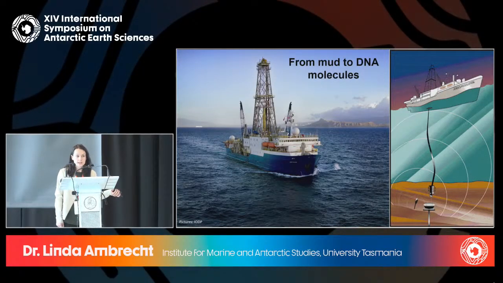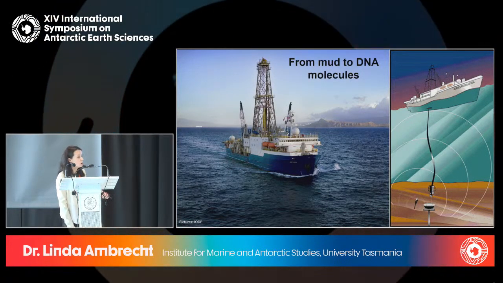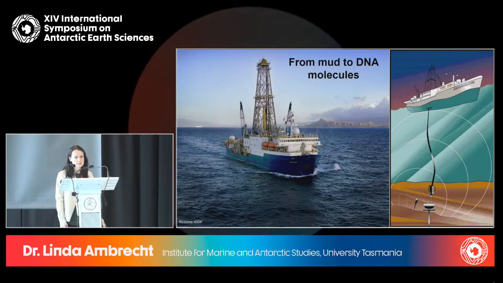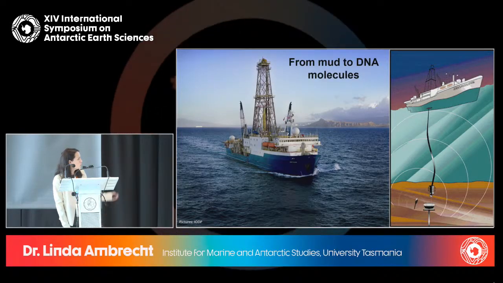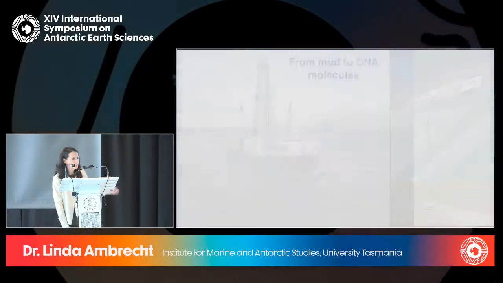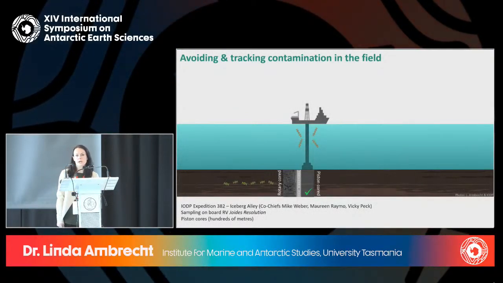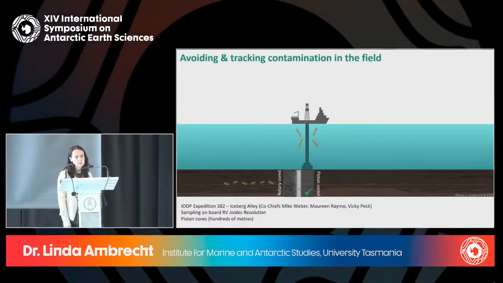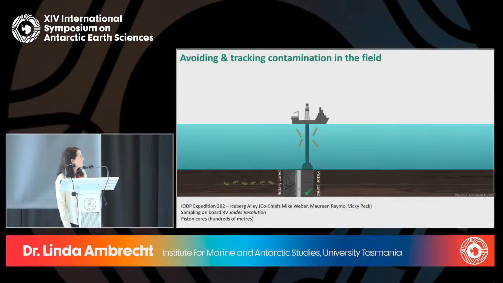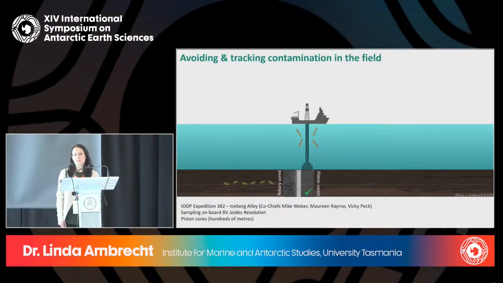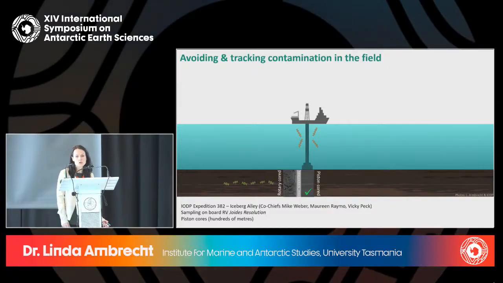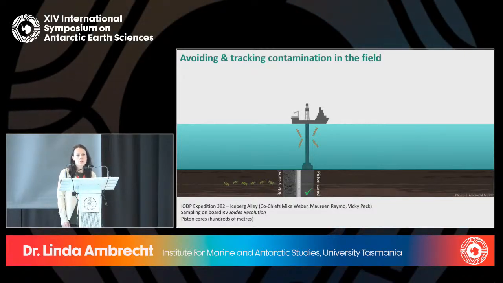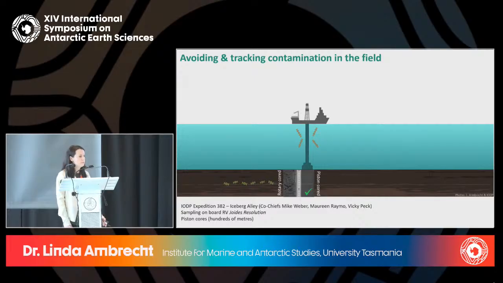So how do we go about collecting these samples? Usually we go on the bigger research ships, so we can access the sediments in the deep ocean. For example, here you can see a picture of the JOIDES Resolution. I've been very lucky to be on an expedition in 2019 on this ship. This was IODP Expedition 382, Iceberg Alley to the Scotia Sea. Depending on the research vessel, we have different approaches to collecting samples and making sure that we're addressing this issue of contamination.